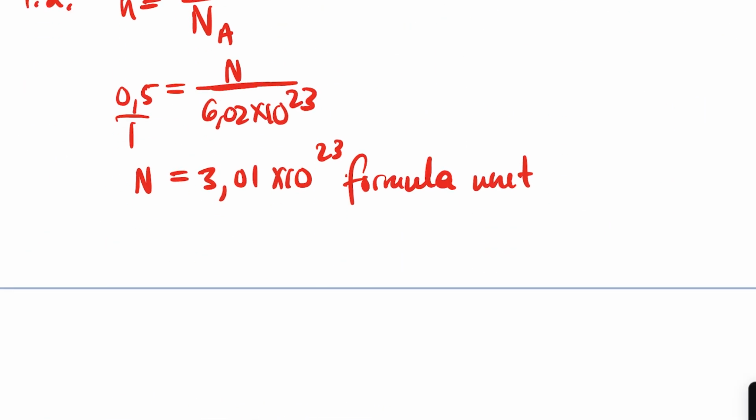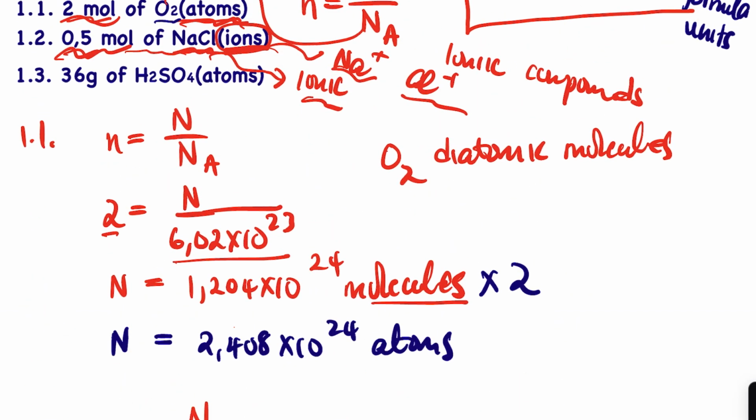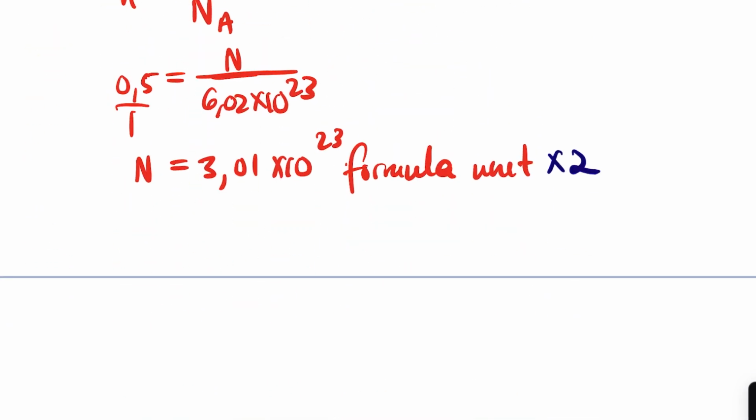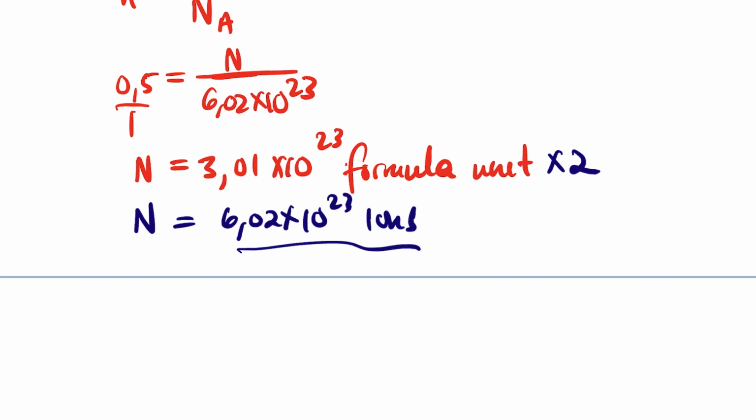So I'm going to times by the number of ions that are there, the number of elements that are there. You can put it that way. You have sodium and chlorine. So it's going to go back to be 6.03 times 10 to the power 23. Now it's what? It's ions. The ions that are there are this much.